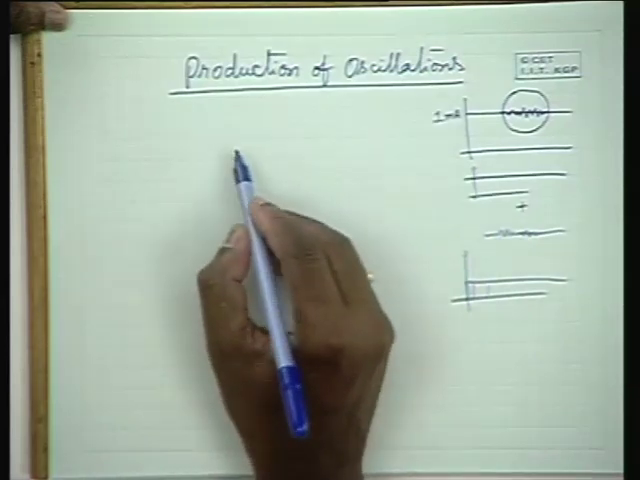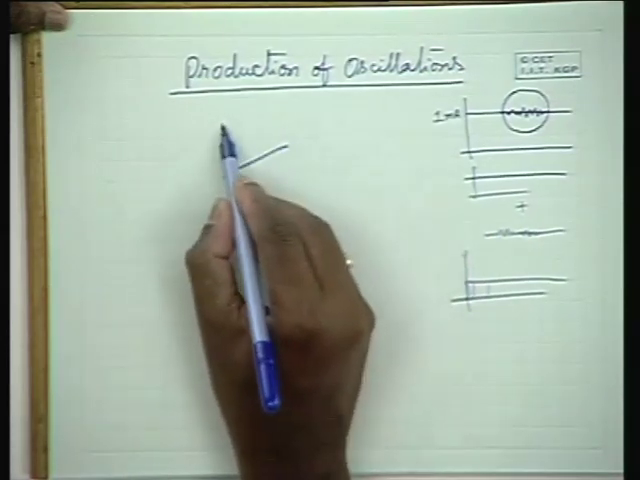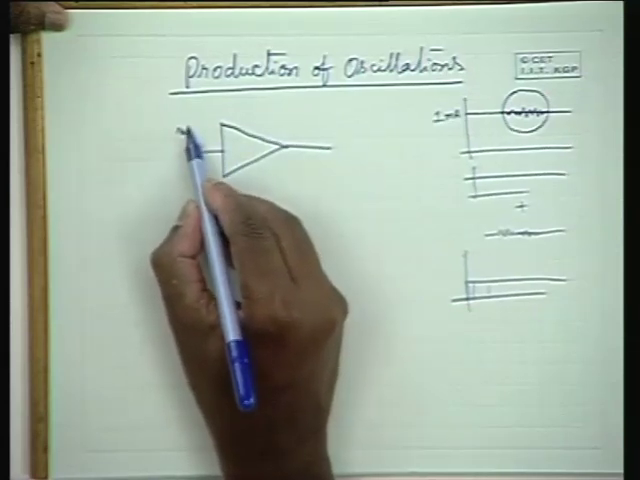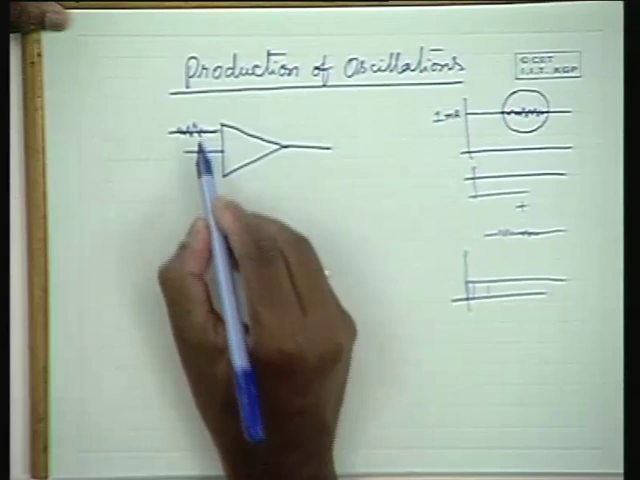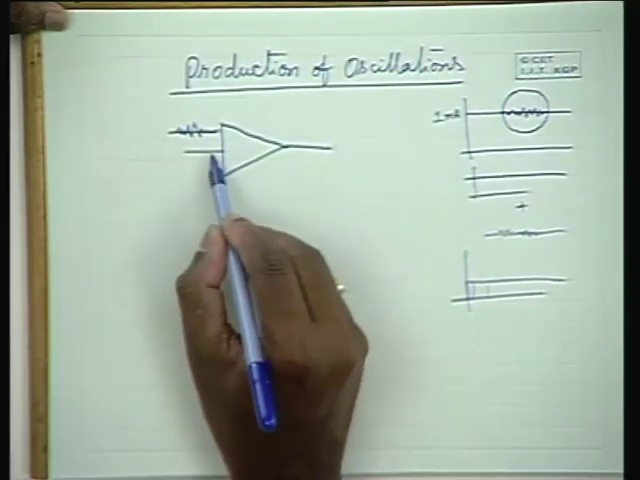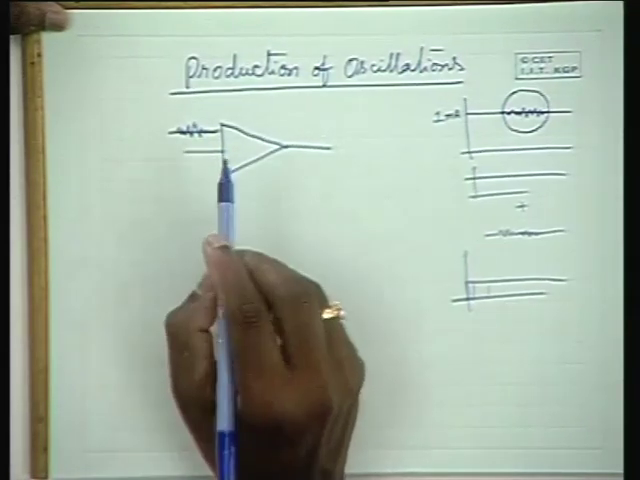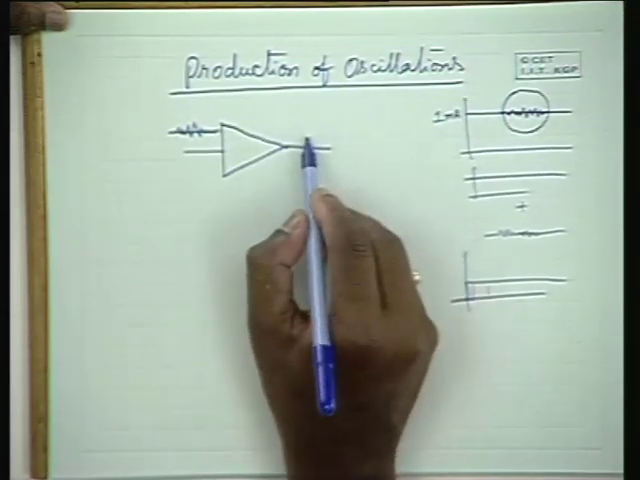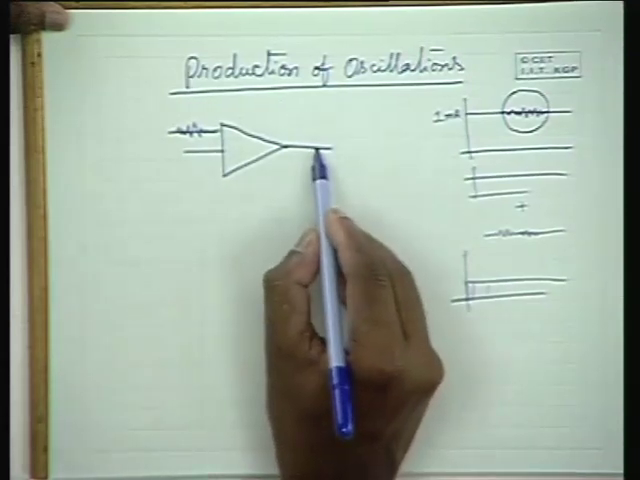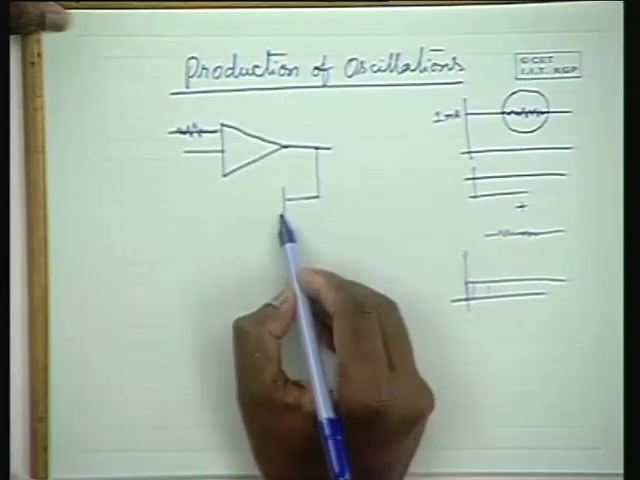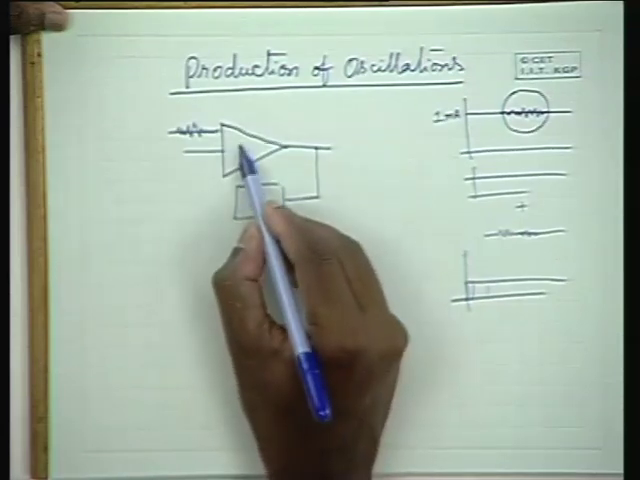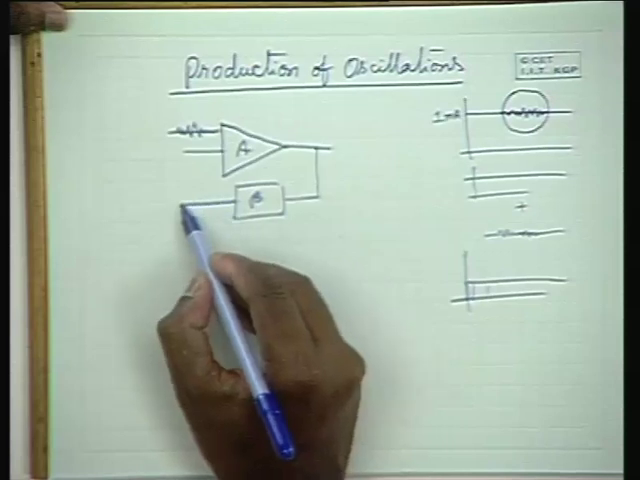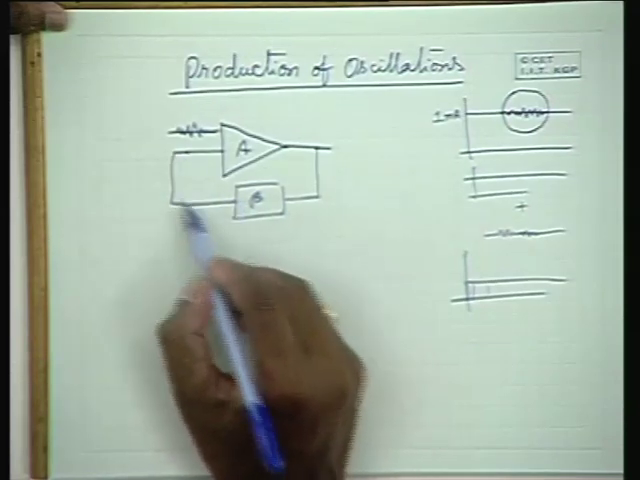Therefore, at the input of an amplifier, you can always find some small voltage, microvolts or nanovolts of random voltage, which gets amplified, and you get an amplified noise at the output, and this gets further attenuated by beta, and so this one gets added to the input.